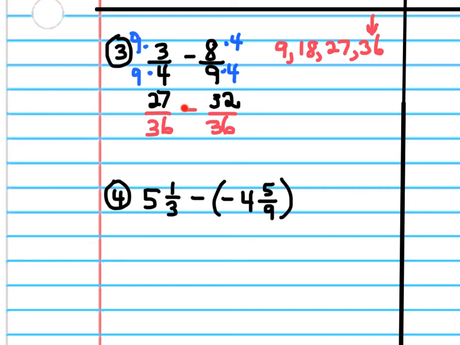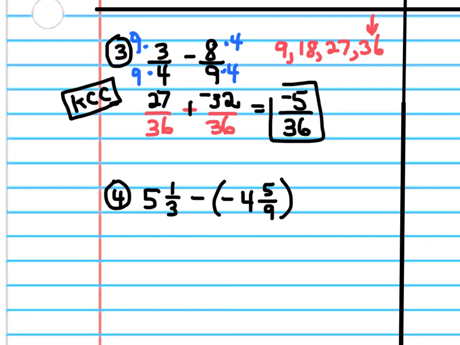But remember, when we subtract, I like to do keep, change, change. So I'm going to go ahead and do that. It's going to be 27 plus negative 32. Okay, so I'll just write that on the side here. We did keep, change, change. Okay, and then you're going to subtract here because they're different signs. And it's going to be 5, but it's negative because the greater absolute value is negative. And then we keep our denominator, 36. And this is our final answer.